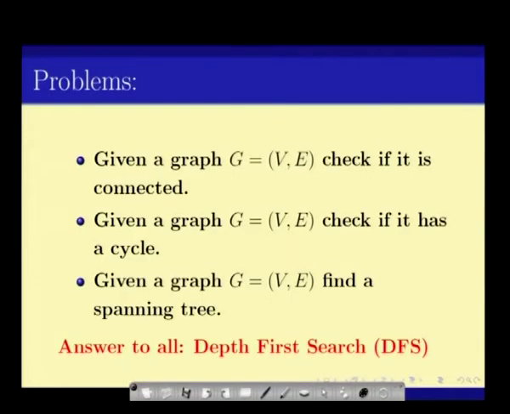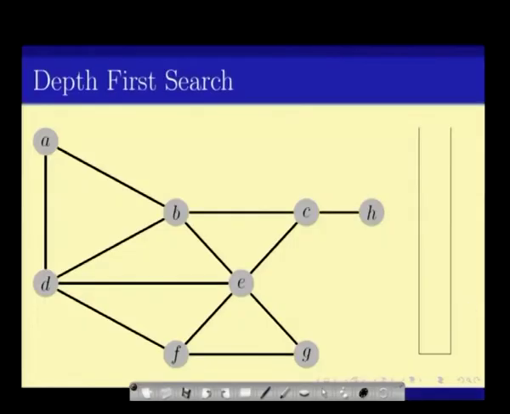Before the break, we were talking about problems that can be asked in graph theory, which are typically: is a graph connected, does a graph have a cycle, and given a graph, find a spanning tree of the graph. And we said that depth first search is a solution to all of them. So, let us understand what a depth first search is. It is an algorithm that will find the spanning tree. After that, we will try to analyze how we can answer the other questions.